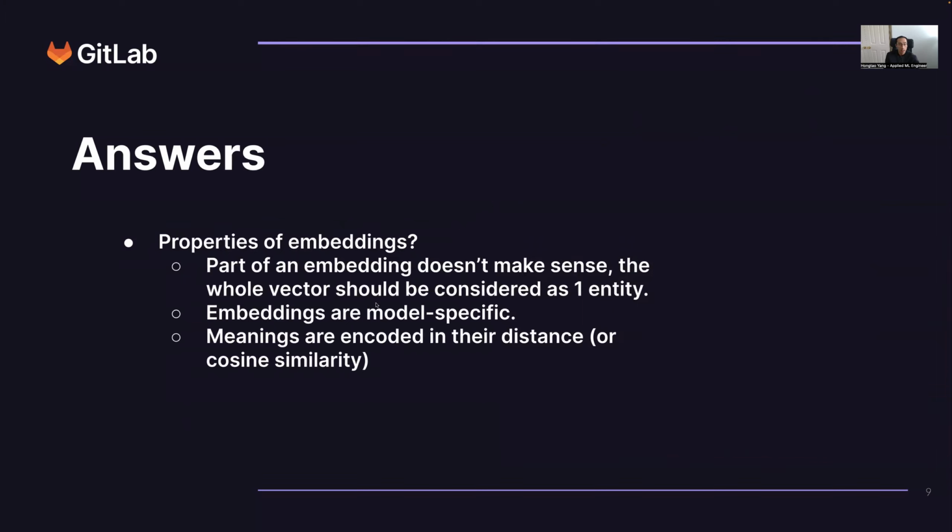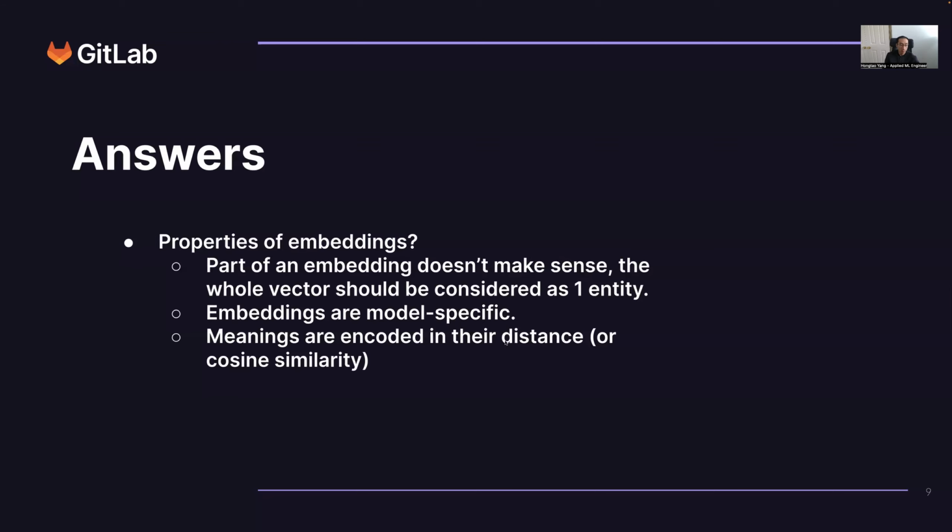First one, embeddings should be considered as a whole. Part of an embedding doesn't make sense. So for example, let's say we have an embedding of length 1000. So it's a vector of 1000 numbers. You can't just use the first 500 and compare with another vector of 500. You have to use every single number of the 1000 numbers you have. So those 1000 numbers is one vector. They are one entity. You cannot just slice them.